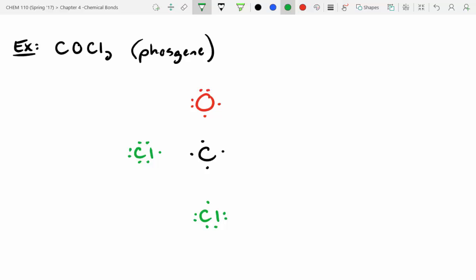Now we've got to pair these up. Okay, so the chlorine only has one unpaired electron. So it wants to pair that up with one of the carbon electrons. Okay, and then what about the oxygen? We can pair up this, and are we done? Yeah, we've got to pair up all of our electrons. Okay, so now let's draw this using Lewis dot structures.